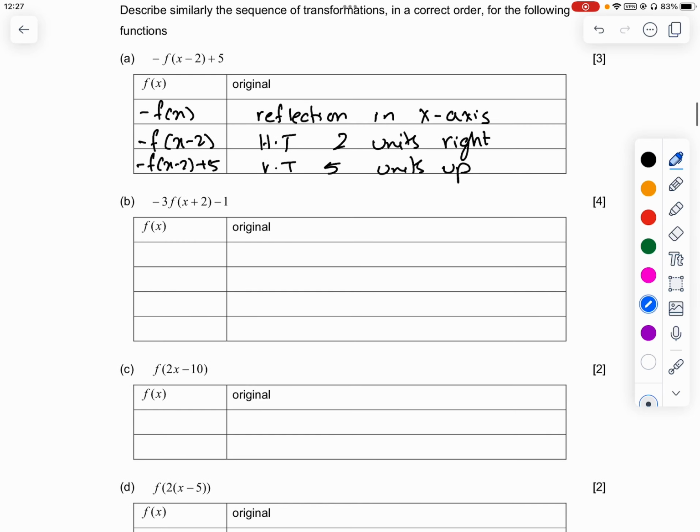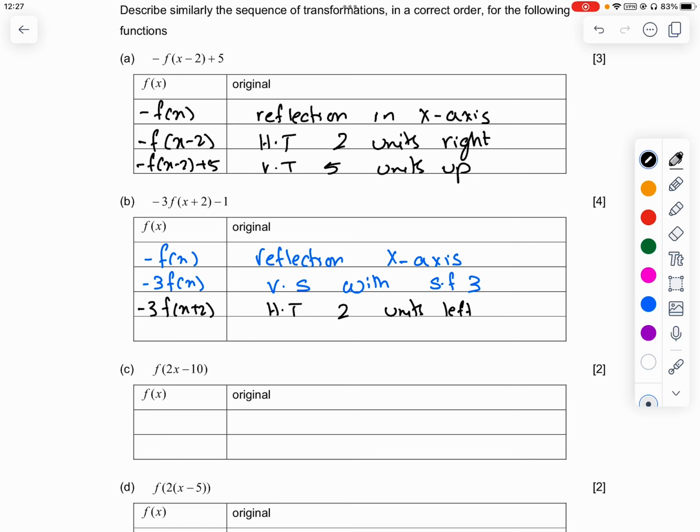Next one, minus f of x, reflection in x-axis. Then minus 3f of x, it is vertical stretch with scale factor 3. Then minus 3 of f of x plus 2, so horizontal translation 2 units left. Then minus 3 of f of x plus 2 minus 1, vertical translation 1 unit down.